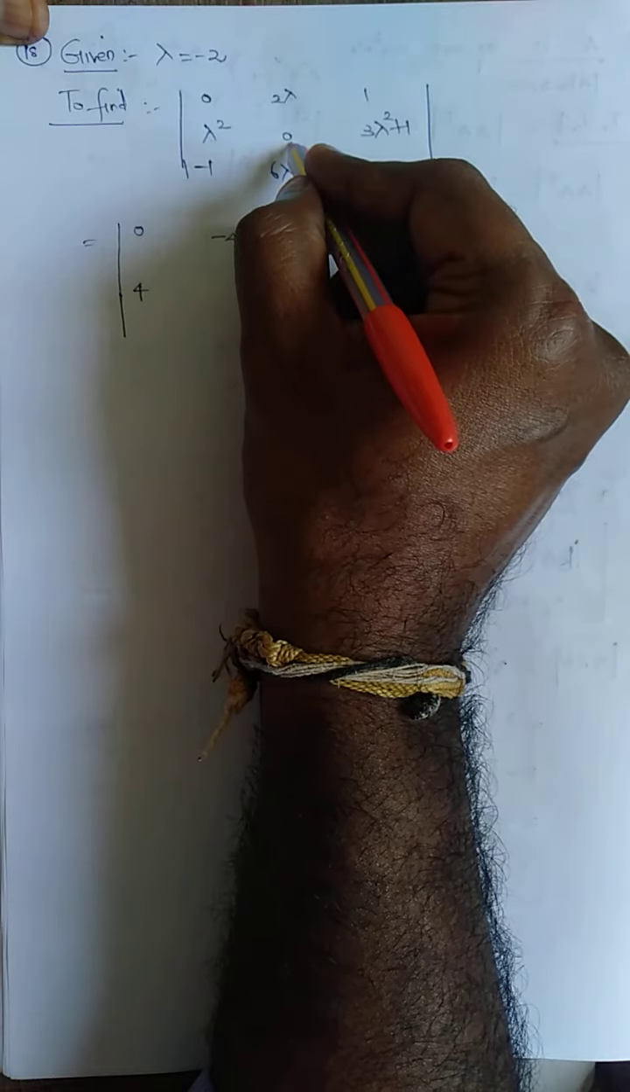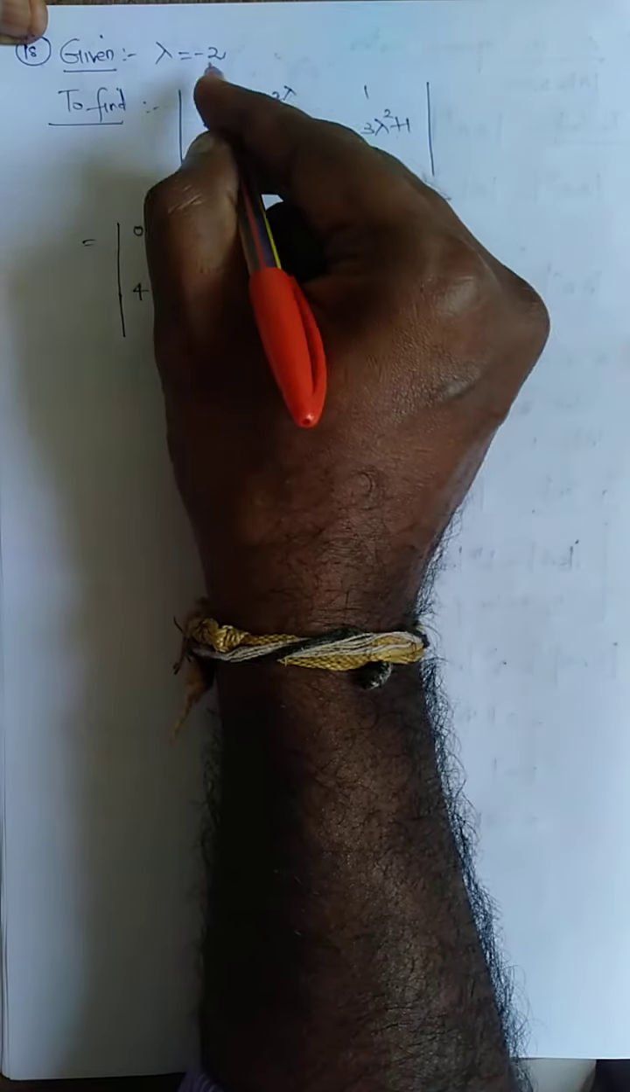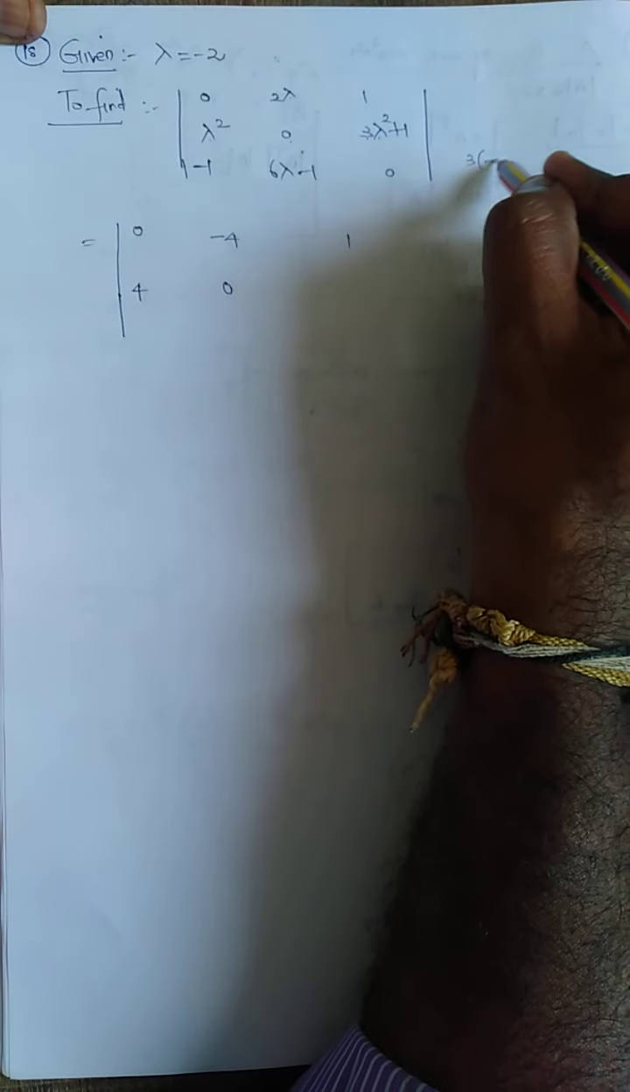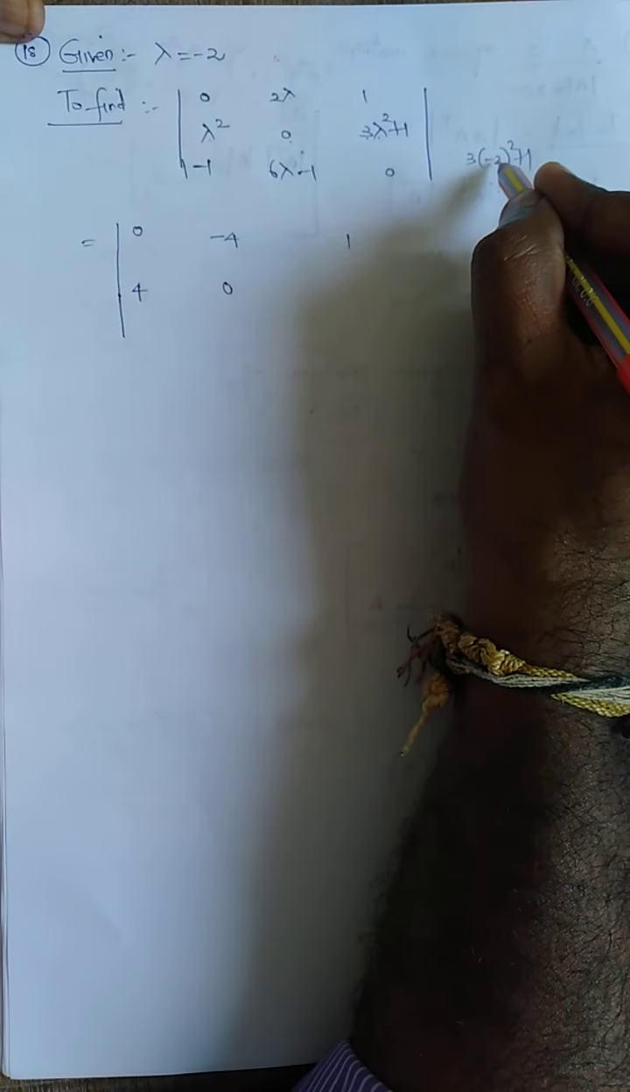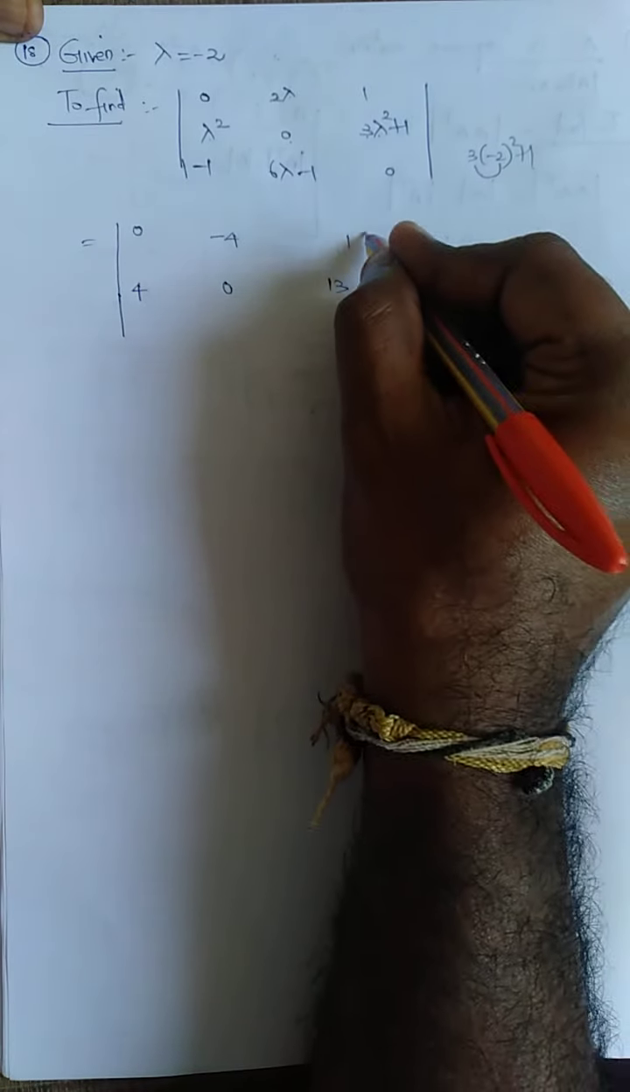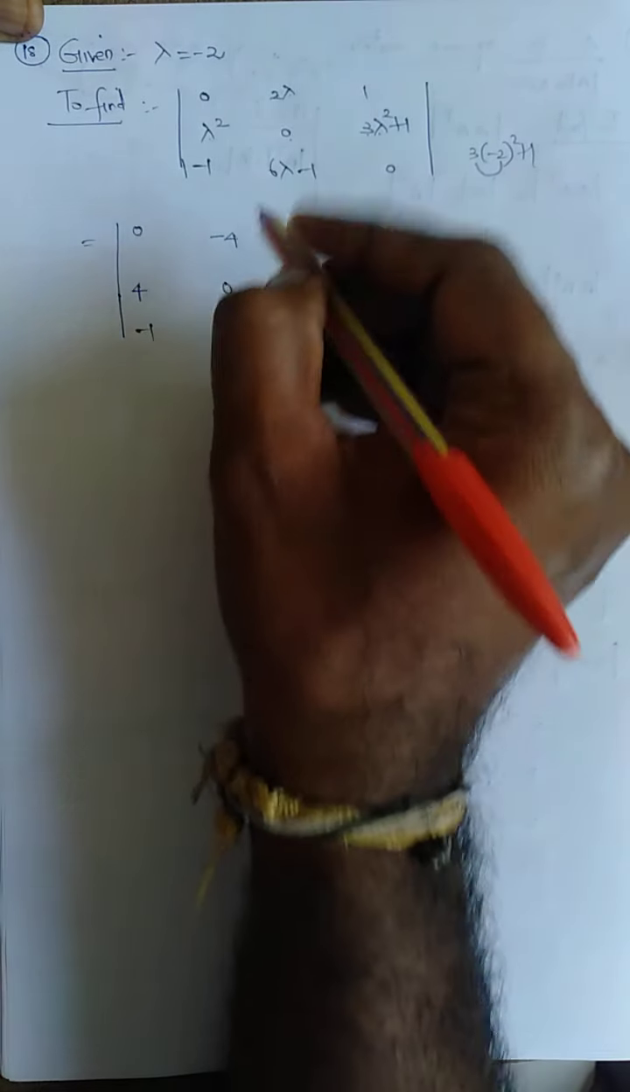Lambda equal to minus 2. Minus 2 the whole square is going to become 4. 0 only. This is minus 2. 3 into minus 2 the whole square. Listen carefully. 3 into minus 2 the whole square plus 1. This is 4. 4 3s are 12. 12 plus 1, 13. So this determinant entry becomes minus 13.